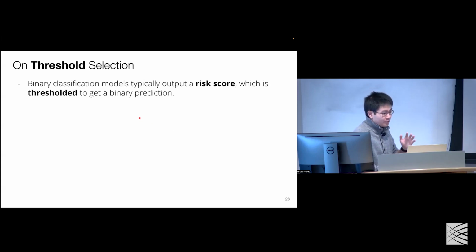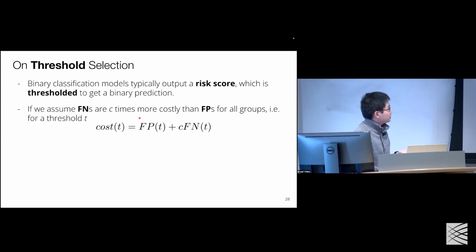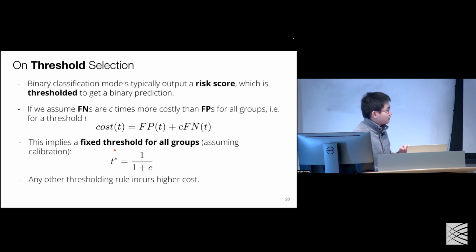And there are many ways to compute what the threshold should be. Here's one such method: if we assume that false negatives are some C times as costly as false positives, and we're trying to minimize this cost function, it turns out that this implies a fixed threshold for all groups, which is a very simple function of C. And then any other thresholding rule incurs a higher cost. So this is a cost-based way to derive your optimal threshold. There are other ways to do it as well, based on constrained optimization, things like that.